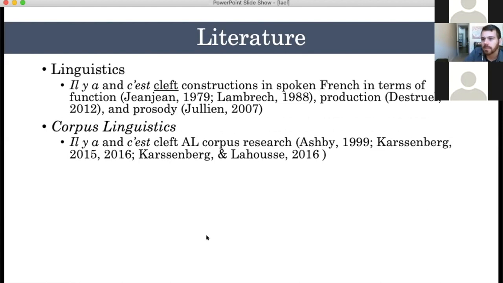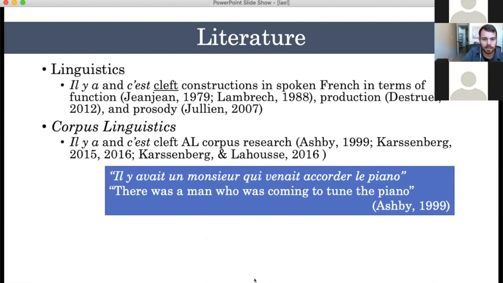In linguistics, especially in French linguistics, there's a lot of research on cleft constructions. And in corpus linguistics, there's been a continuation of that research on cleft constructions because they're complex. I think they're interesting in that they occur differently in French than they do in English, and potentially in other Latin languages too. So for example, il y avait un monsieur qui venait accorder le piano. There was a man who was coming to tune the piano, right? So we always have a who or that or what in these constructions. There are lots of functional analyses of these in corpus linguistics as well.